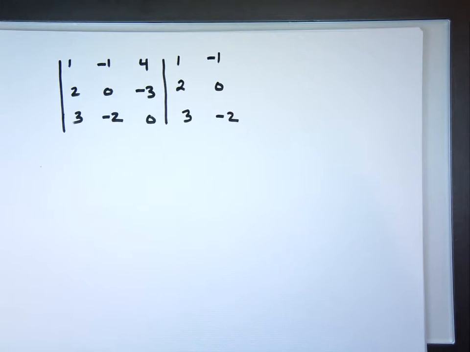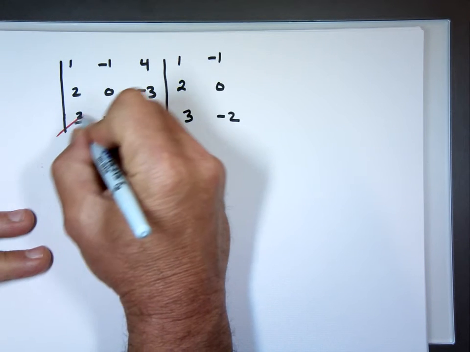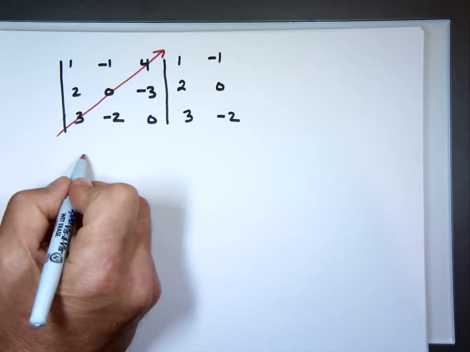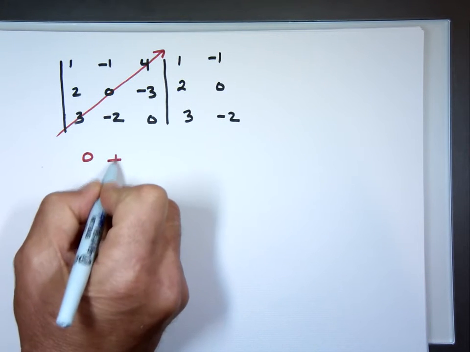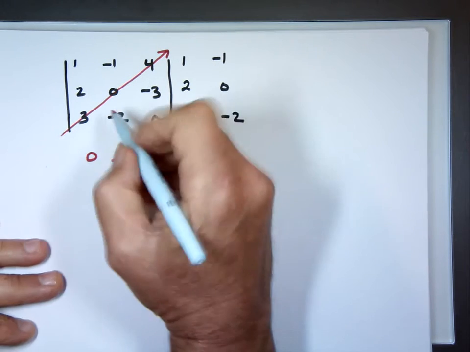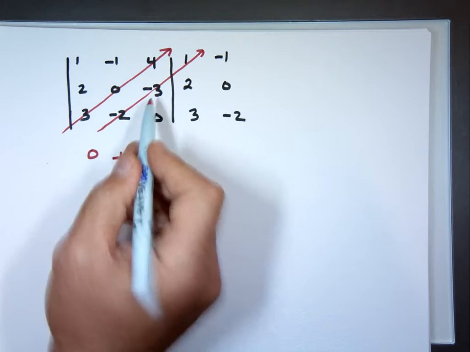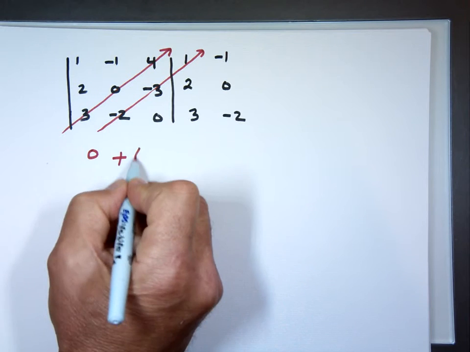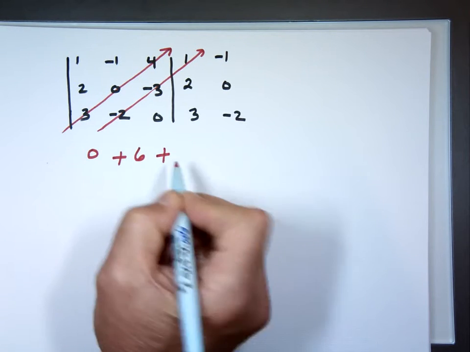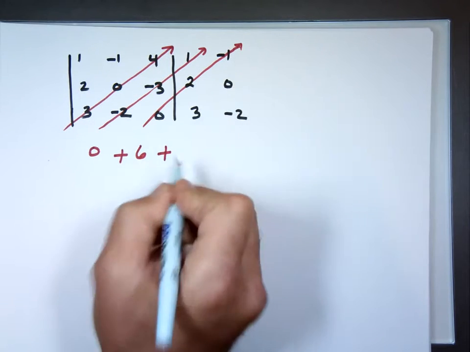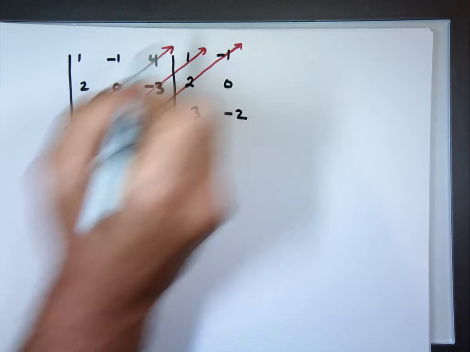I'll go with the pluses first. The ones going up, are you adding them? So we'll start with this one. What's that number? 0. Plus negative 2 times a negative 3 times a 1. That's 6. Plus that's a 0. So these are the additions.